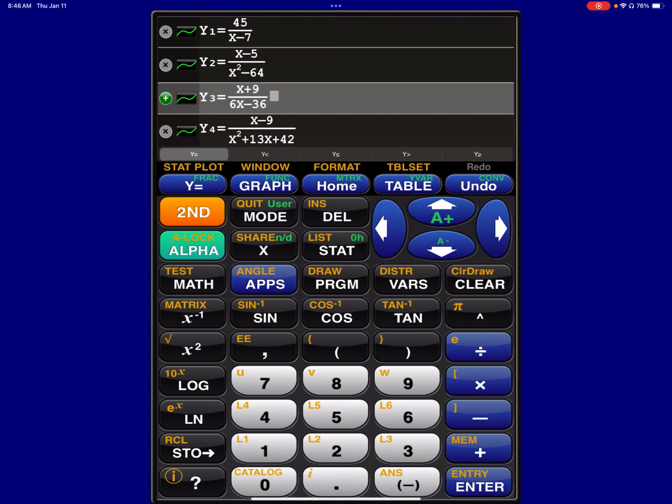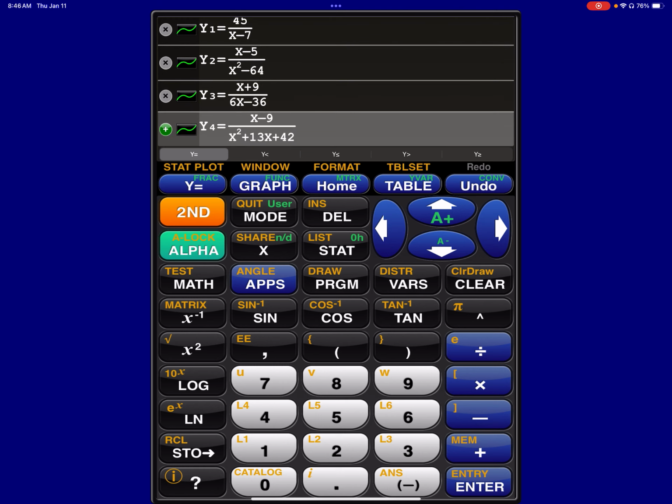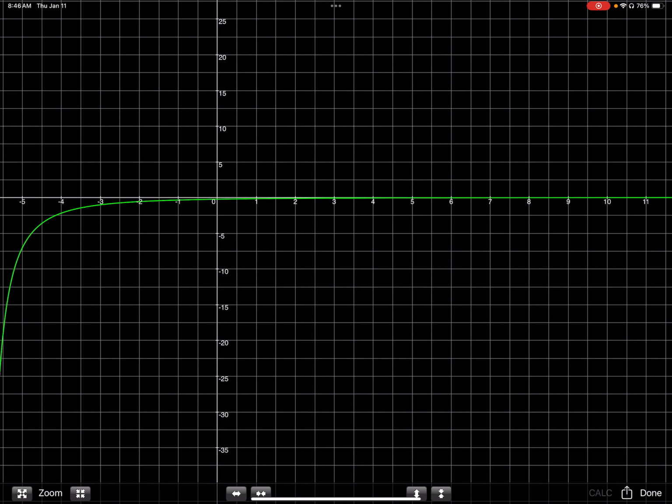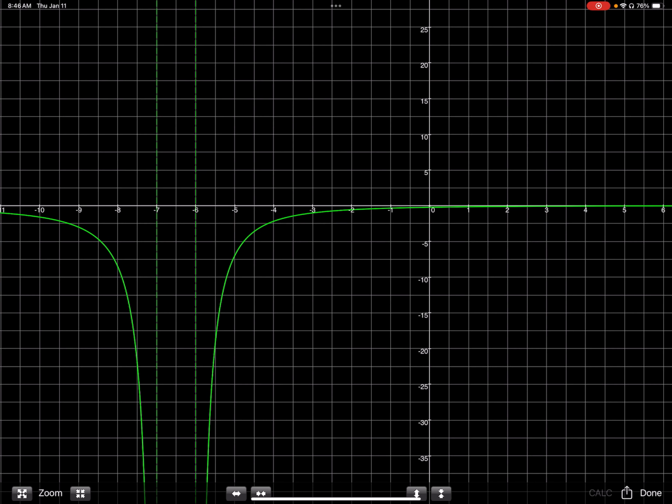And then the last one over here is y equals x minus 9 over x squared plus 13x plus 42. We know the values that cannot work are negative 6 and negative 7. So if I look at the graph here, there they are. There are asymptotes at negative 6 and negative 7.